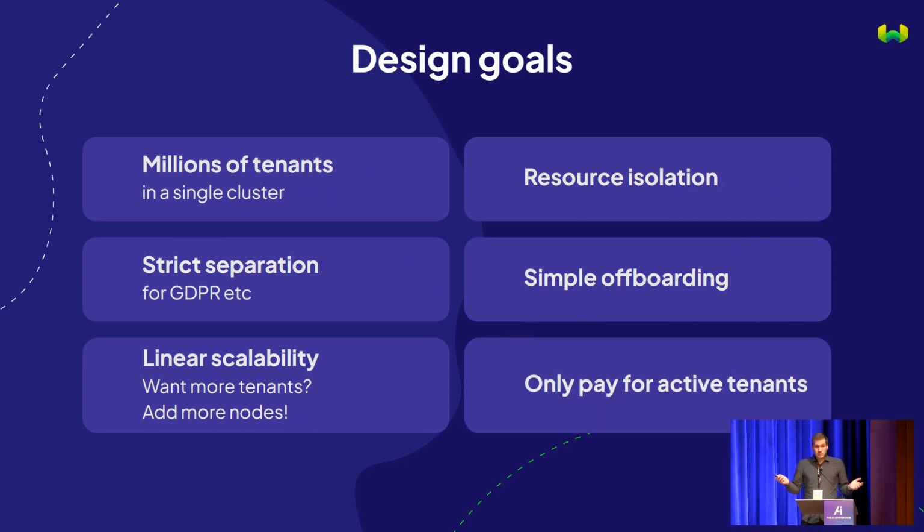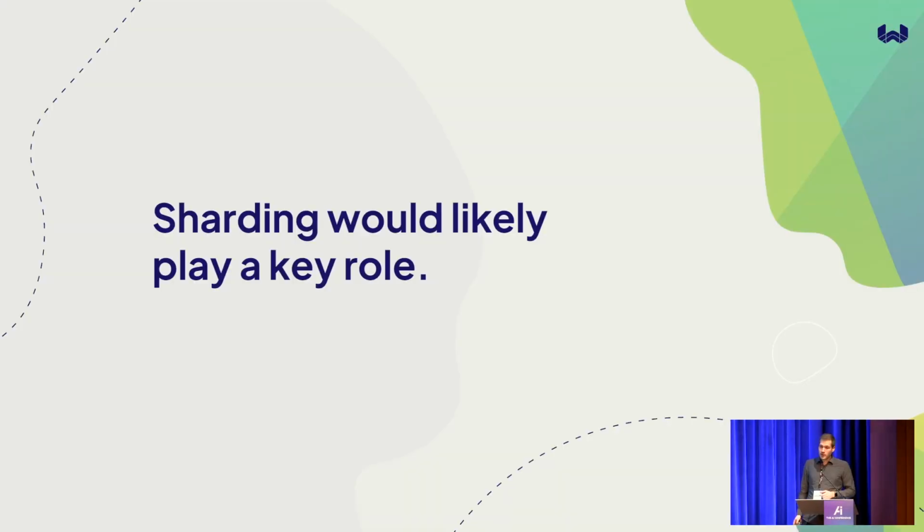And then also the cost reduction part that we haven't talked about yet: you shouldn't really have to pay for inactive users. So we knew that in this kind of setup, sharding would likely play a key role. To understand why, we need to look at the previous workaround that worked kind of well, where we created a single collection per tenant. And why did that work? Because under the hood, for every collection that we created, there was a shard in that collection.